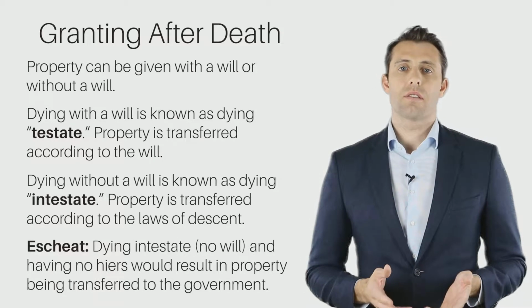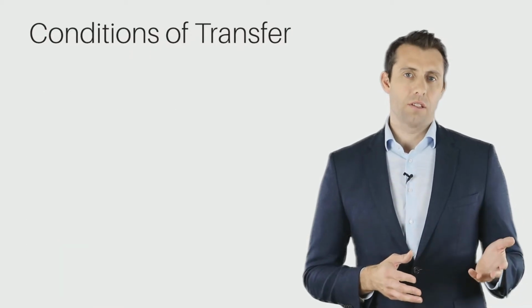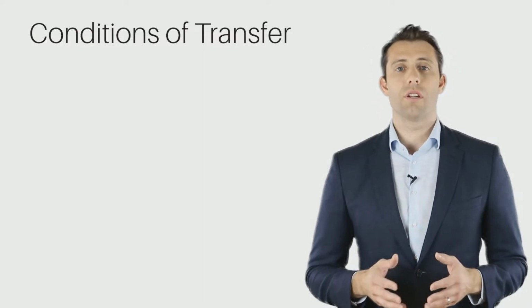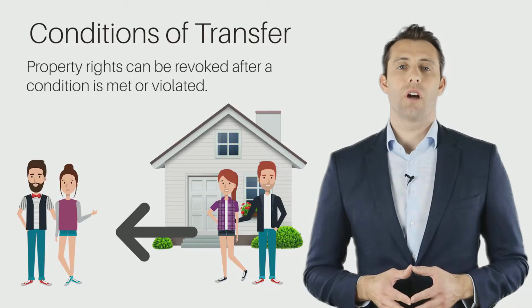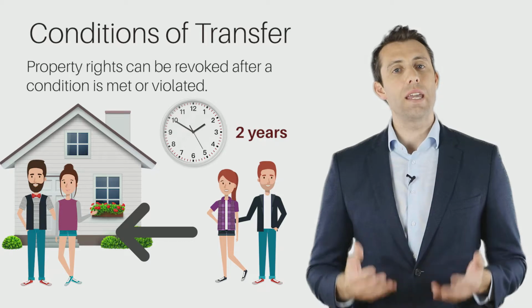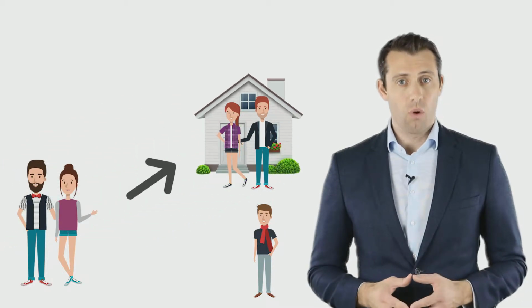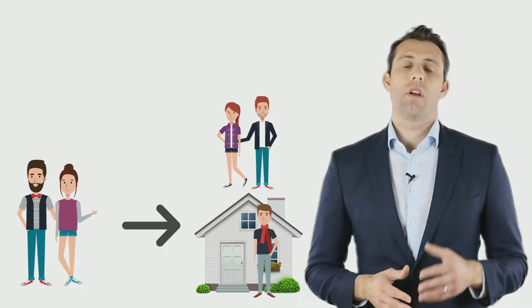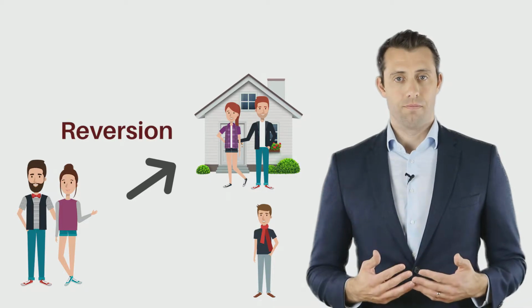Next up, let's discuss the second concept and some of the vocabulary associated with it. With certain estates, especially conditional fee estates, property rights are revoked after a condition is met or violated. If a property is granted to someone for a period of time, there's a question about what happens at the end of that period of time. There's two options. It can be transferred back to the original grantor, or it can be transferred to an entirely different third party. Now, if the property goes back to the original grantor, it's known as reversion.